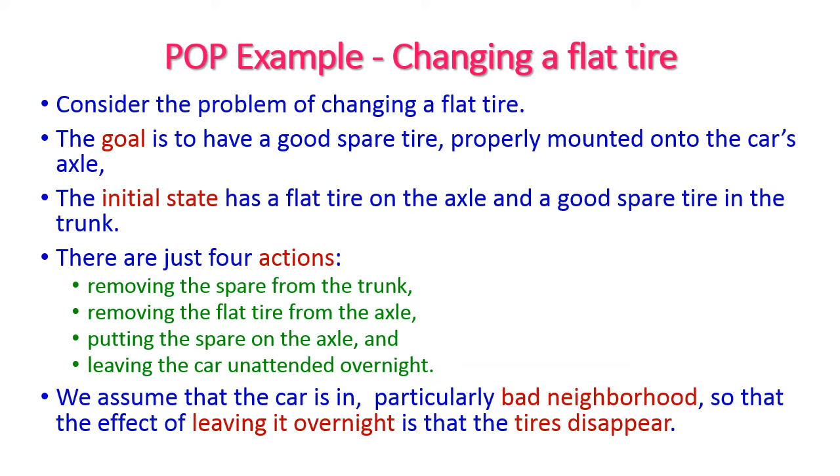We assume that the car is in a particularly bad neighborhood, so the effect of leaving it overnight is that the tires disappear. That is, our neighbors are thieves. If you leave the car overnight, the thief will do his own action. The effect of that action is that the tires will disappear.